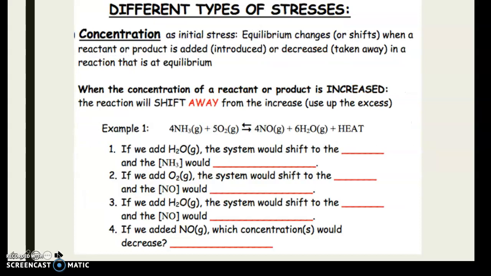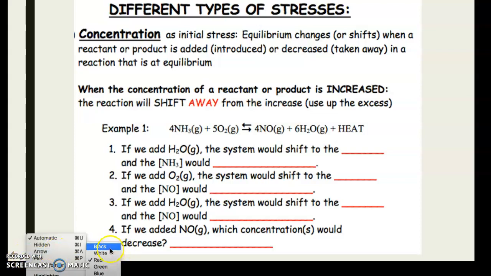So when it comes to concentration, when we introduce concentration, it's either being introduced or taken away in a chemical equilibrium. So, for example, if we increase the concentration of a substance, we're going to shift away from that increase. So, over here, and I'm going to do this as we move along.